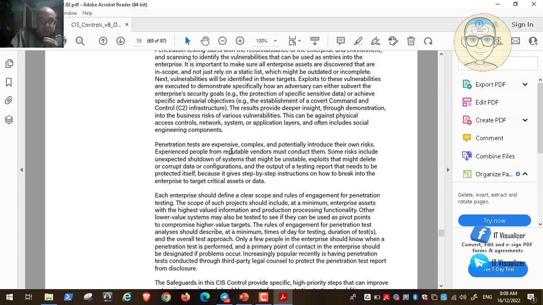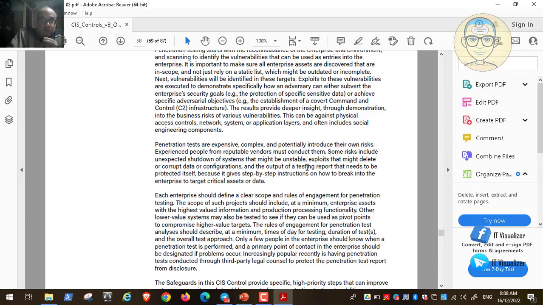So it says here, penetration tests are expensive, complex, and potentially introduce their own risk. Experienced people from reputable vendors must conduct them. Some risks include unexpected shutdown of systems that might be unstable, exploits that might delete or corrupt data or configuration, and the output testing report that needs to be protected itself.